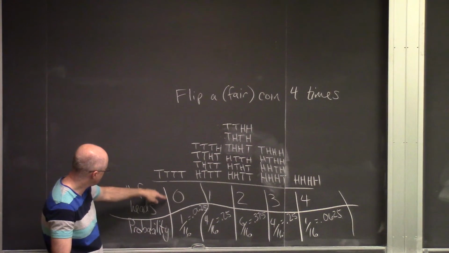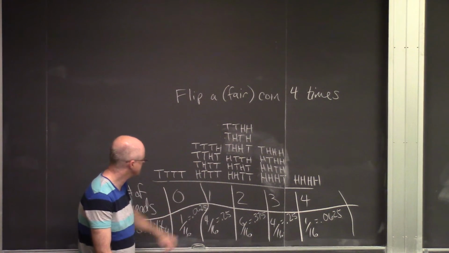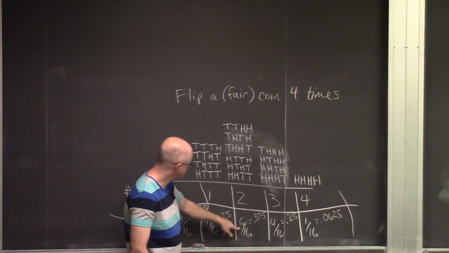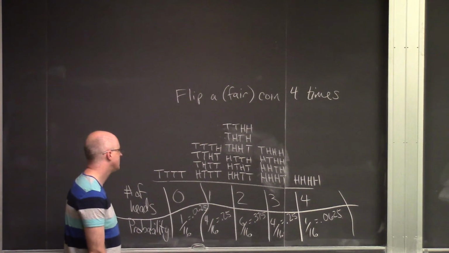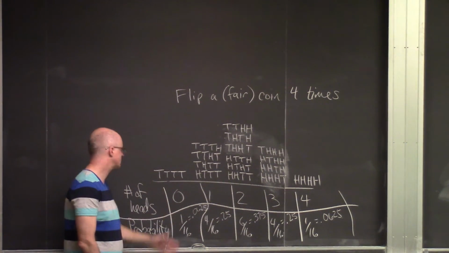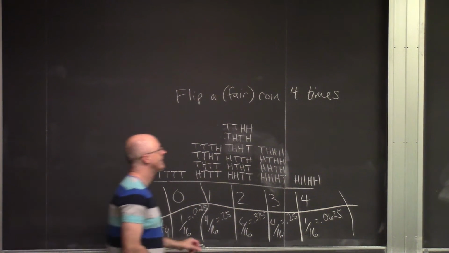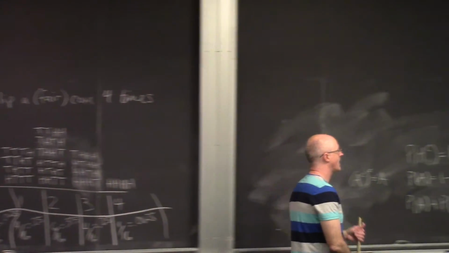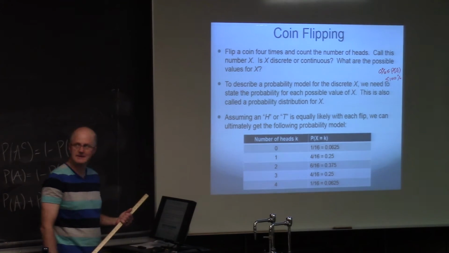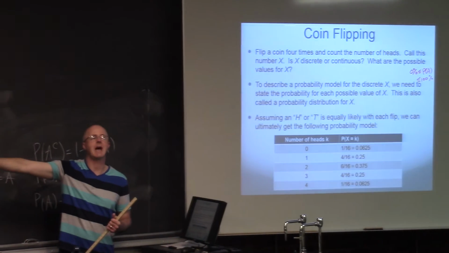Therefore, the probability of getting 0 heads is 1/16, because there's only one of those. The probability of getting 1 head is 4/16, which is 1/4, or 0.25. The probability of getting 2 heads is 6 out of 16, which is 3/8, or 0.375, etc. If you flip a coin 4 times, your chance of getting 0 heads is about 6%. That's a probability model for a discrete random variable. Okay, it does satisfy all the properties of probability. The sample space consists of every one of those outcomes together as a set. One of those things has to happen.